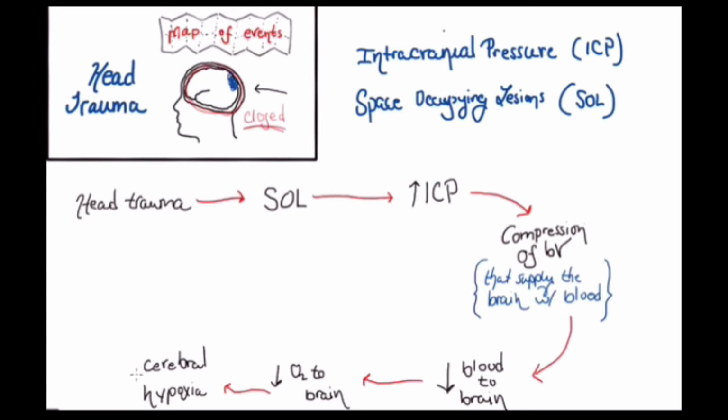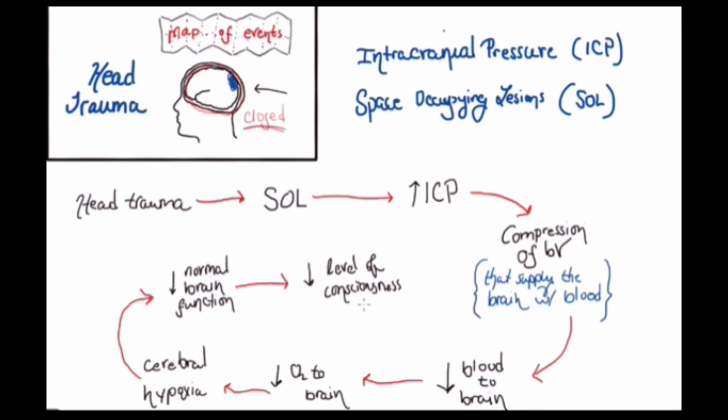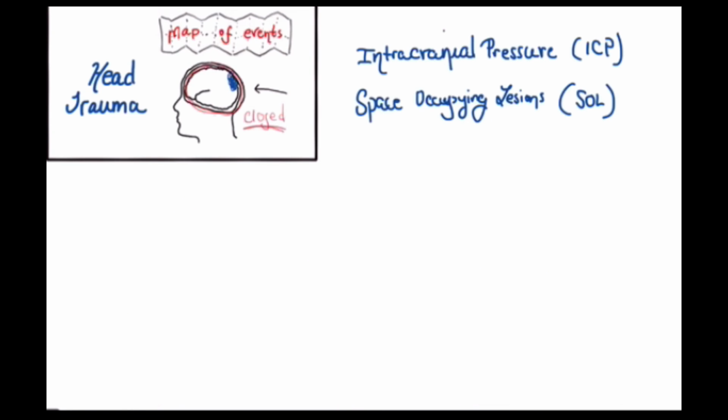And remember, hypoxia means oxygen supply to a tissue is insufficiently low. When cerebral hypoxia sets in, normal brain functioning will decrease. Thus, the brain will not be able to produce the level of consciousness it normally does. Levels of consciousness are measured by the Glasgow Coma Scale. 15 is the score when fully conscious. The higher the intracranial pressure, the lower the GCS score will be.